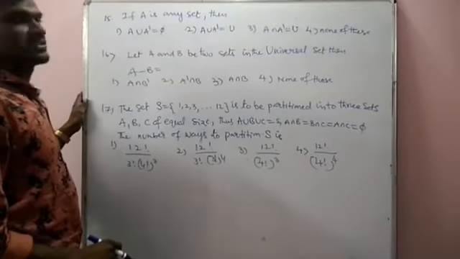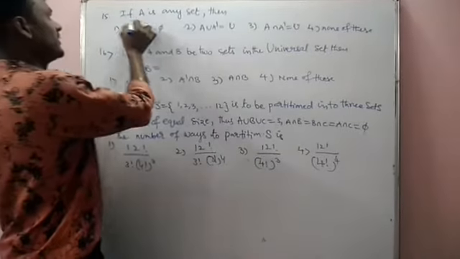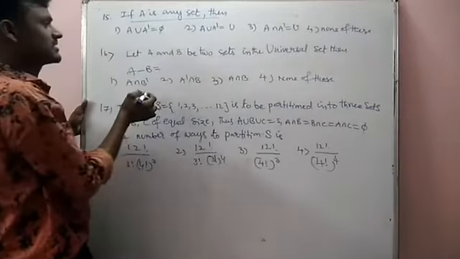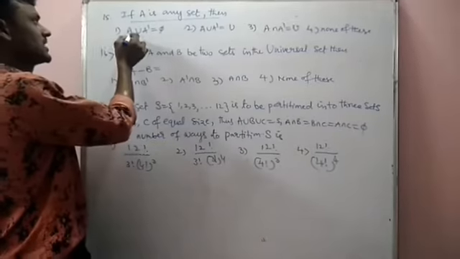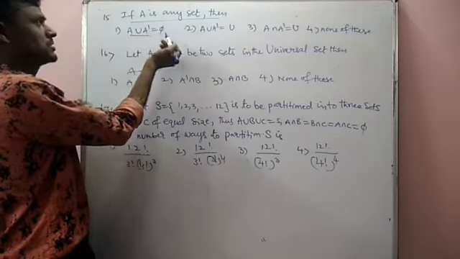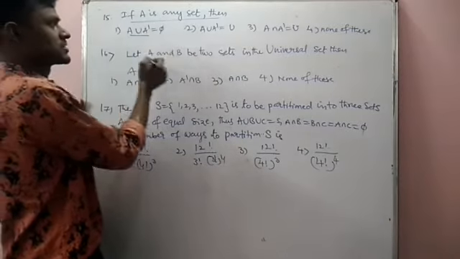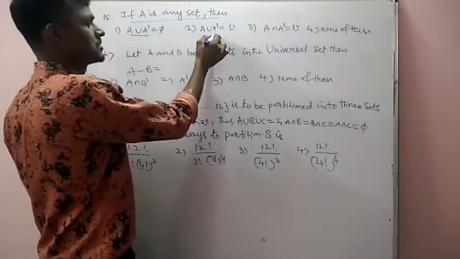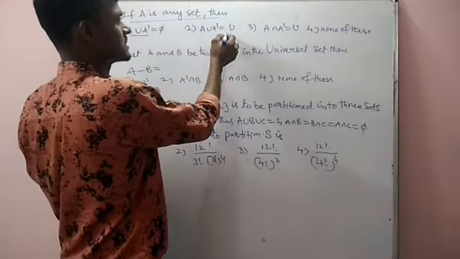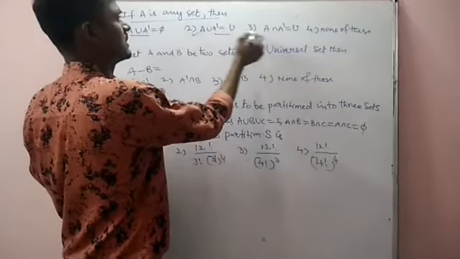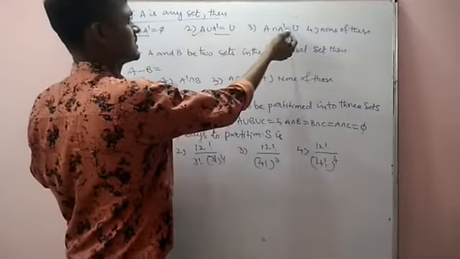Okay, next question, a very simple question. See here, if A is any set, then these are the properties. A union A dash is equal to A, but it is phi, so assume this is wrong. A union A dash is equal to U. This is correct. Here A intersection A dash is equal to phi.